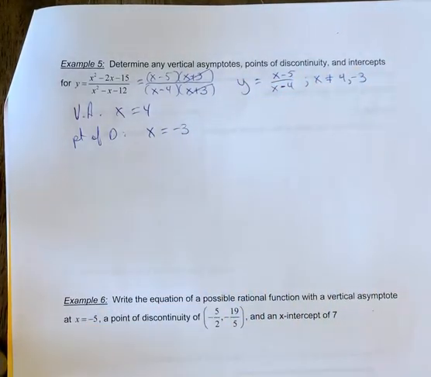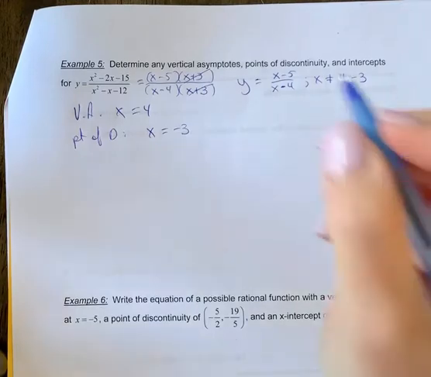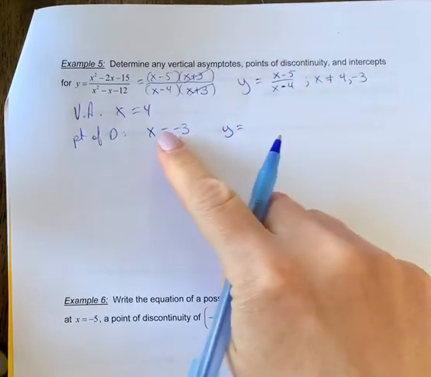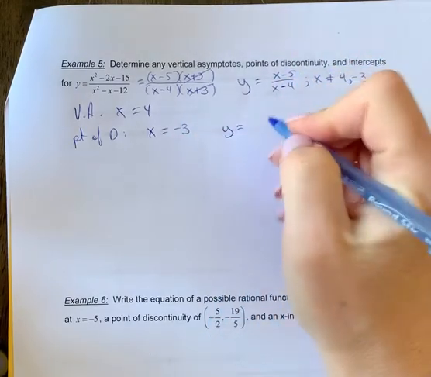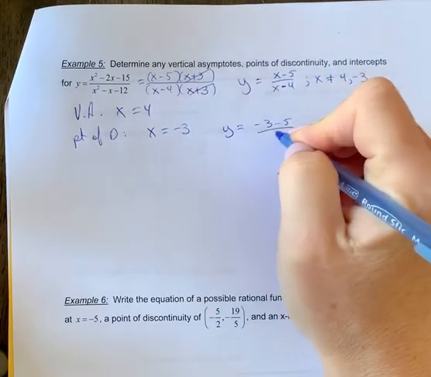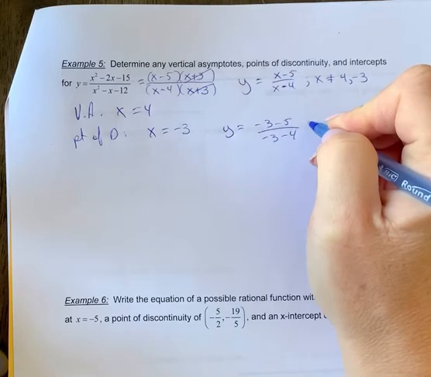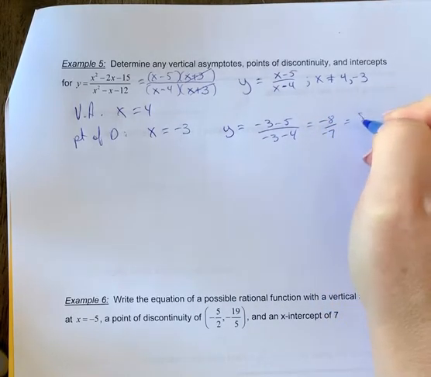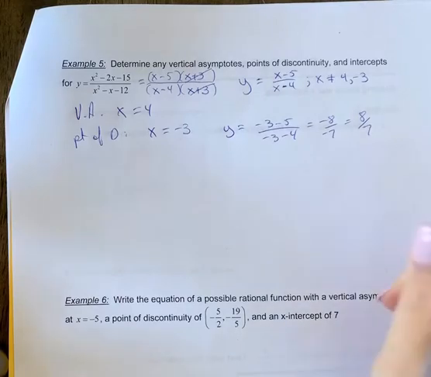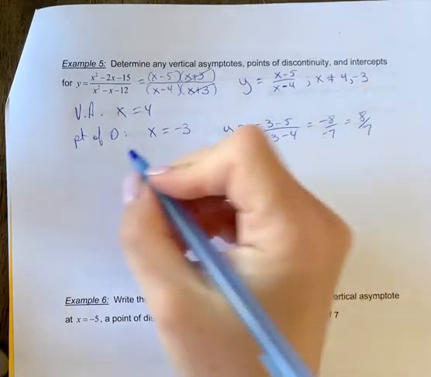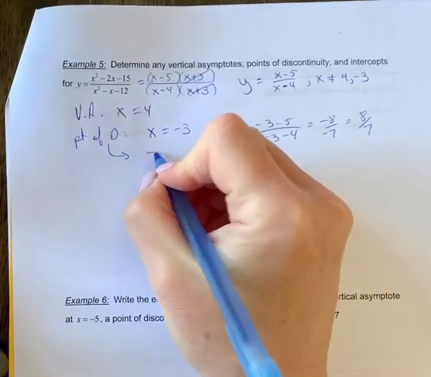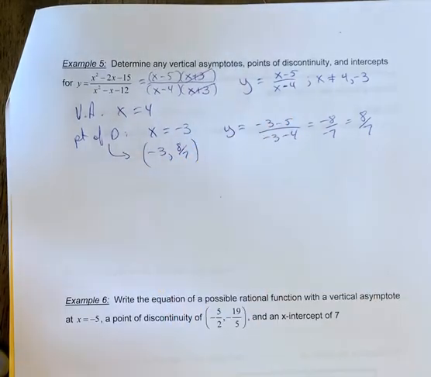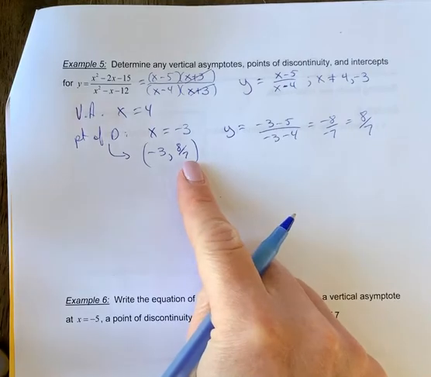Now, because it's a point, you need to find the y value. So you're going to need to find the y value by plugging in this negative 3 in for x. So negative 3 minus 5 over negative 3 minus 4 equals negative 8 over negative 7 equals 8 over 7. So the actual answer to this is negative 3, 8 over 7 in brackets. Okay, so you need to make sure you write that as an ordered pair.